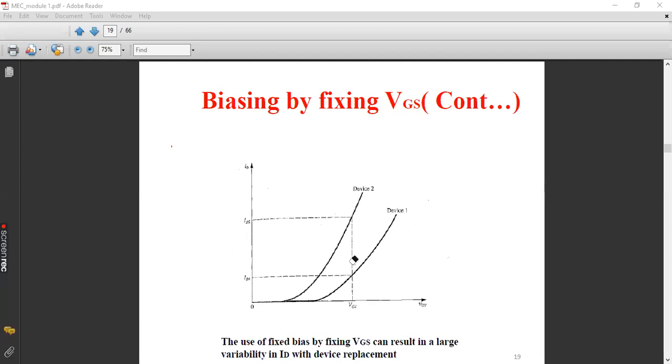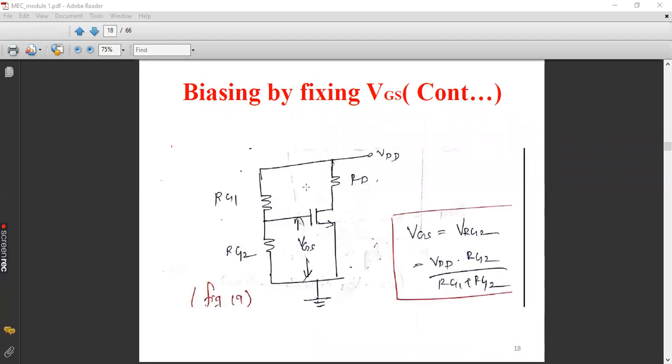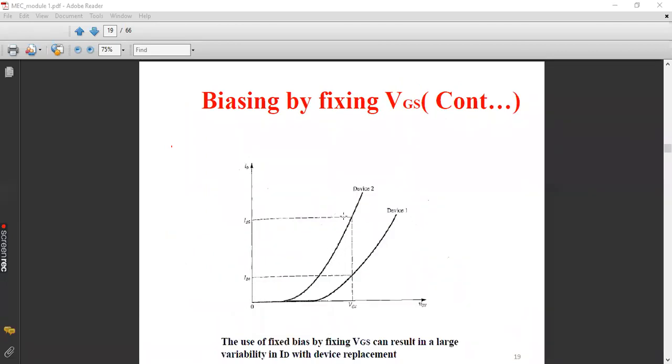For both the devices, I'm using the same biasing circuit, whatever I have mentioned in the last slide. So this was the previous slide. It shows this circuit, a biasing circuit of an amplifier. By using this biasing circuit, I have fixed a constant VGS for both devices, device 1 as well as device 2. But still, I am observing a significant change in the drain current ID for the same voltage VGS.